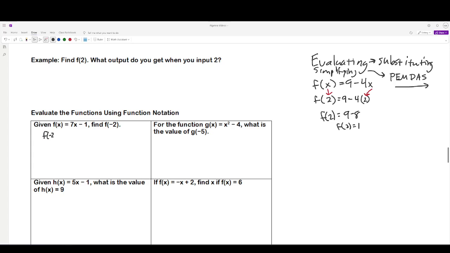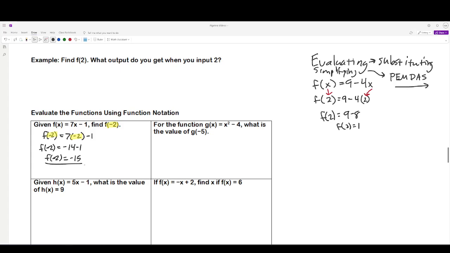So f of negative 2 is equal to 7 times negative 2 minus 1. Again, this is where x was, right? It was f of x, and now it's f of negative 2. So x became negative 2. So f of negative 2 is equal to negative 14 minus 1. So f of negative 2 is equal to negative 15.